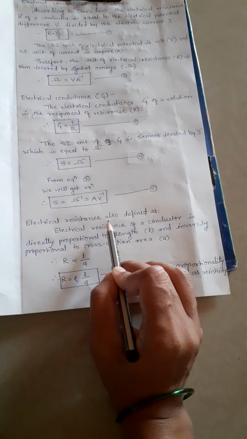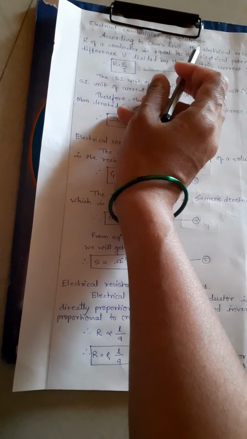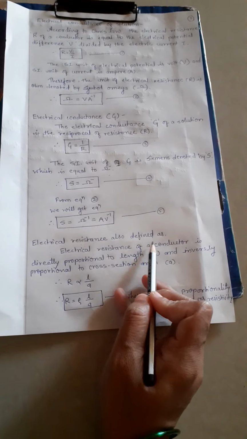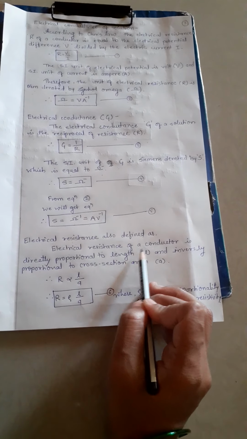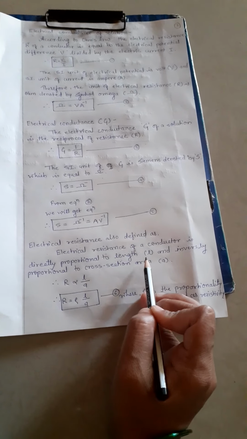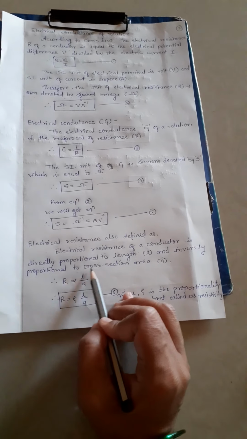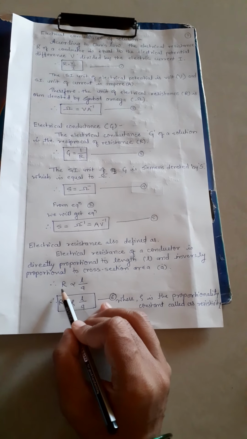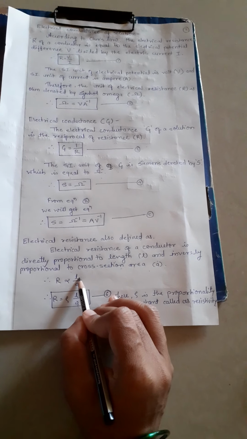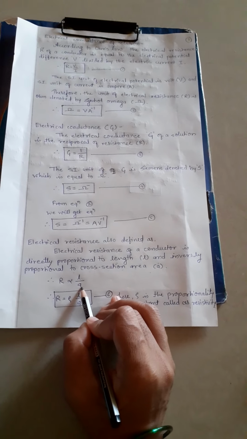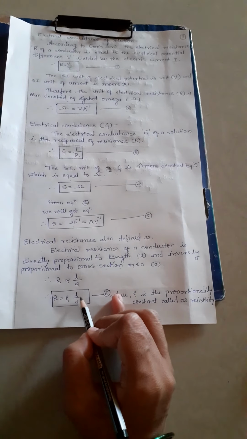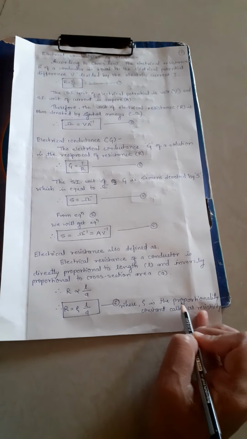Next we have electrical resistance. The electrical resistance of a conductor is directly proportional to length, denoted by small l, and inversely proportional to cross-section area, denoted by small a. Therefore, resistance R is directly proportional to L, length, and inversely proportional to A, area of cross section. Therefore, R is equal to rho L upon A, where rho is the proportionality constant, called resistivity.